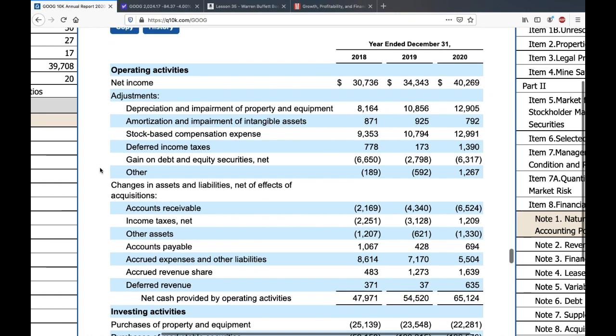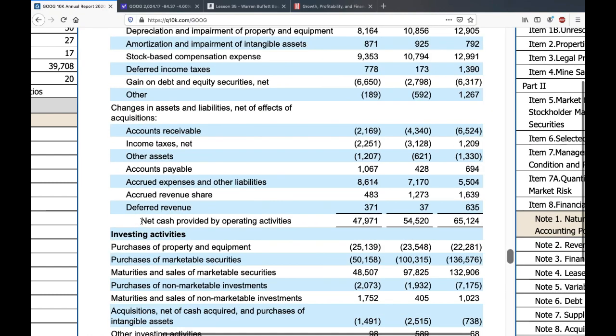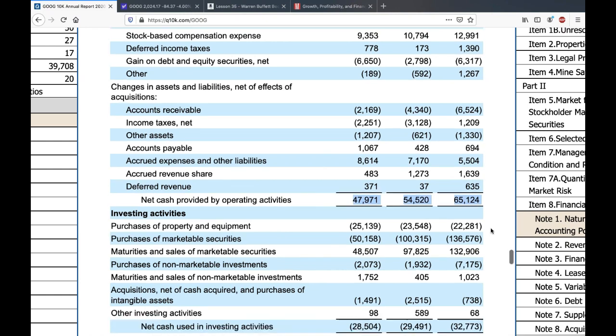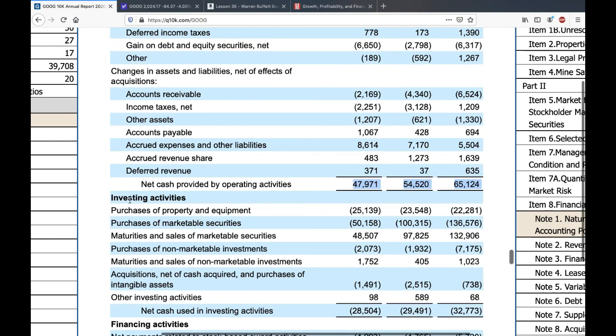So this is the cash flow statement of Google. If you go down, this says here net cash provided by operating activities, and this is operating cash flow. For 2020, Google had an operating cash flow of $65 billion. And then if you go down here to investing activities, you'll see in the first line, purchases of property and equipment, PPE, and that is the capital expenditure. This includes both maintenance CapEx and also growth CapEx.